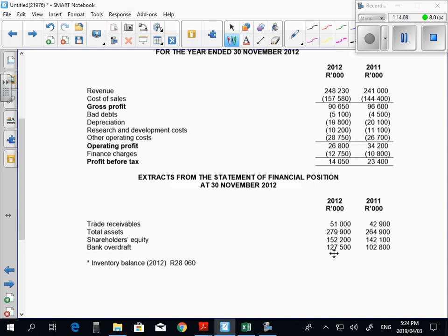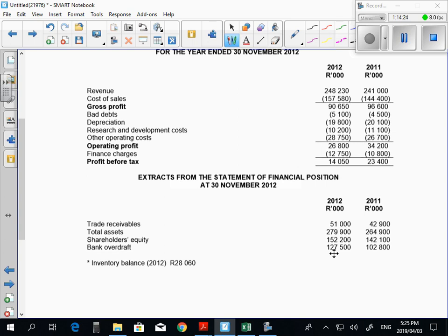Now, guys, depreciation, do you understand? By looking at depreciation, you can make a judgment call as to whether you spend lots and lots of money on buying assets. Does that make sense? Because my depreciation percentage has gone down, I haven't spent on assets.